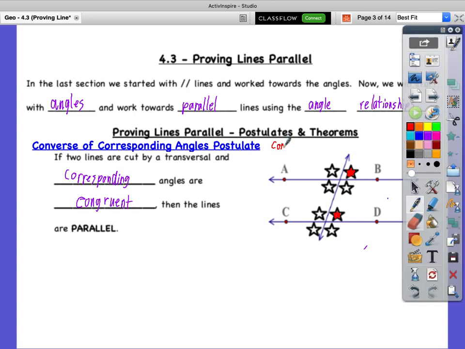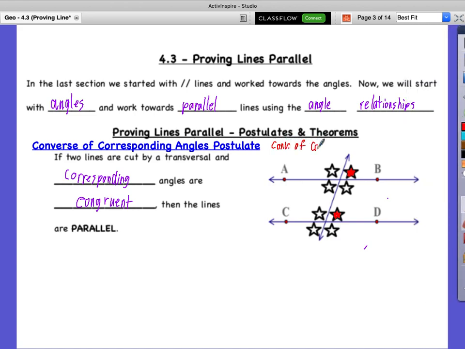Converse of corresponding angles postulate. Okay? You can shorten it down like that if you wanted. Fantastic way to write less and still mean the same thing. Note taking life hack. Okay? Charlie, you need help reading that?